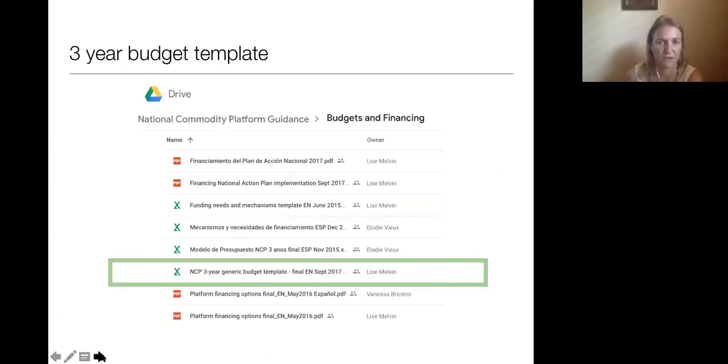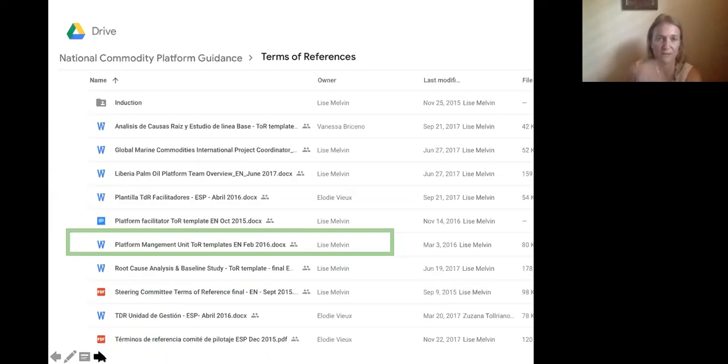In terms of platform teams, if you go to the Drive, you get this National Commodity Platform Guidance, and then there's a folder, Terms of Reference. And here are the Platform Management Unit Terms of Reference templates. In there, there are templates for a comms assistant, a national platform coordinator, etc. Also, the facilitator template is in here.